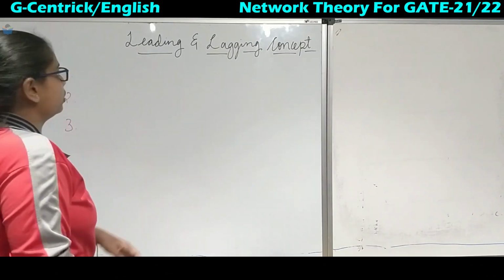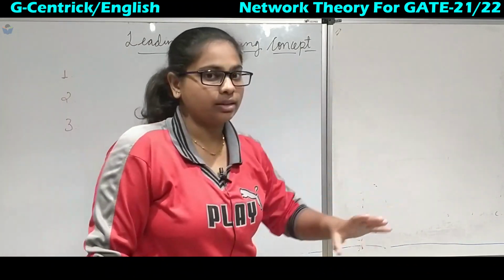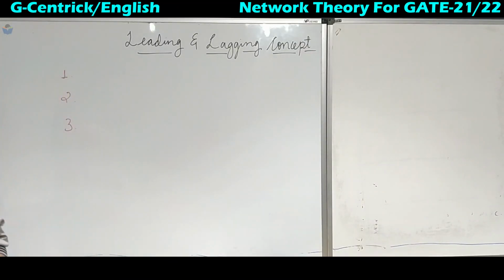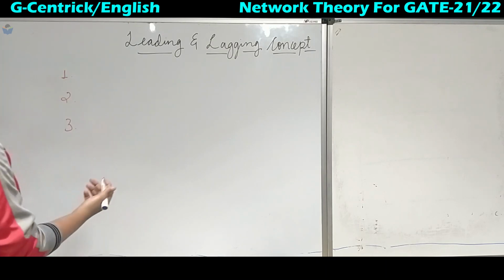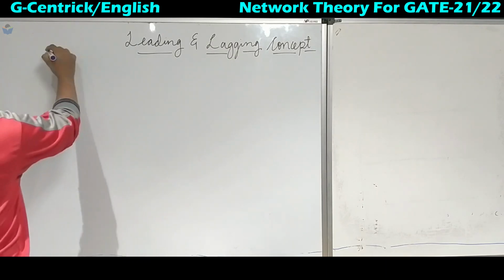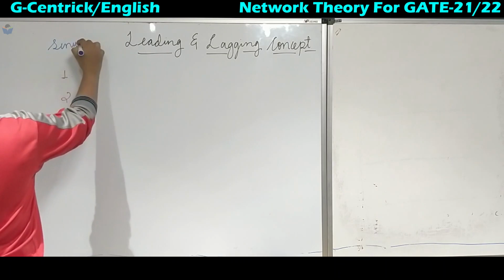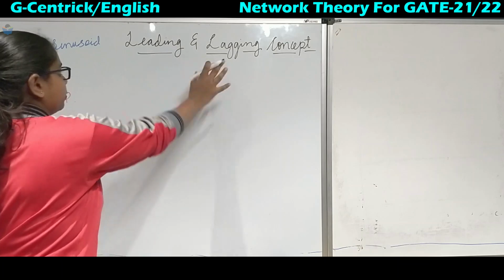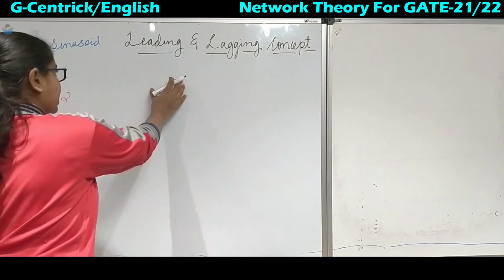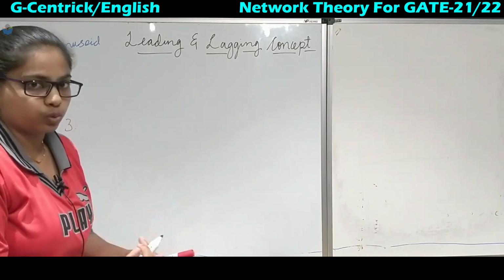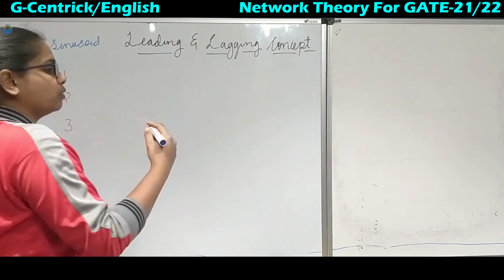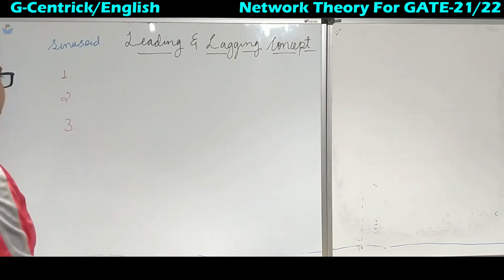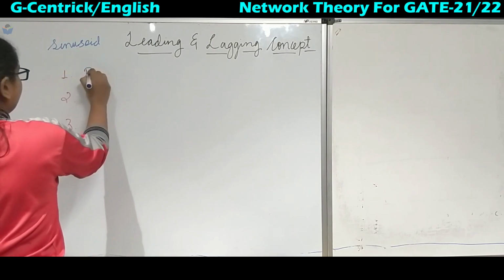Now in network theory, to understand the concept of leading and lagging, there are three main points. Basically we will be using sinusoidal waves, sinusoidal signals. There are some rules to form the leading and lagging with two sinusoidal signals.